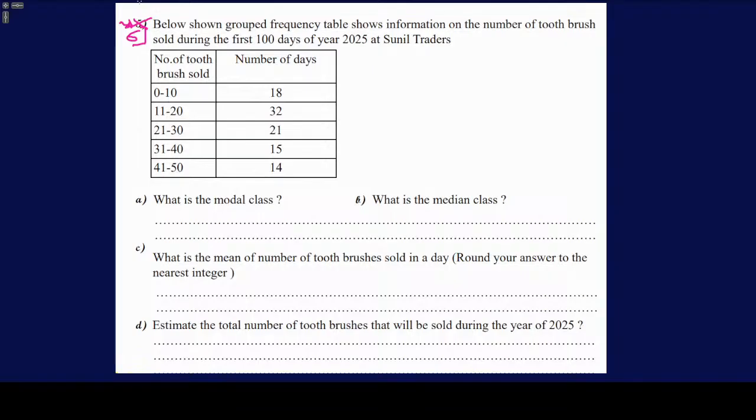Question A. We have been asked what is the modal class. So what is the modal class? The modal class is the class with the highest frequency. So which one has the highest frequency? This 32 is the highest frequency. So what is the class corresponding to that? 11 to 20. So the modal class is 11 to 20.